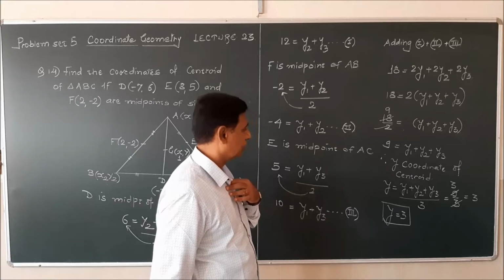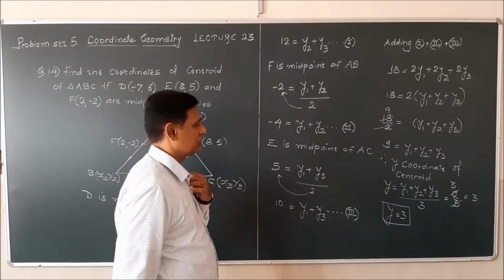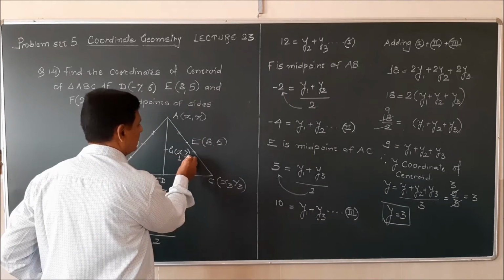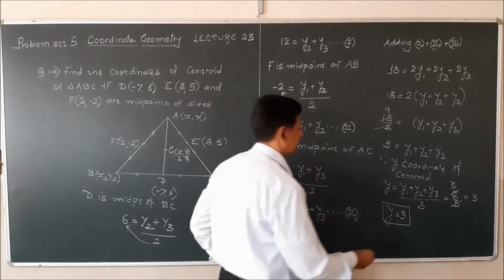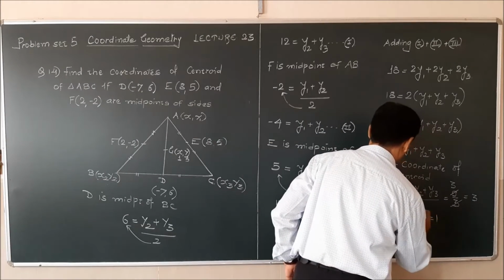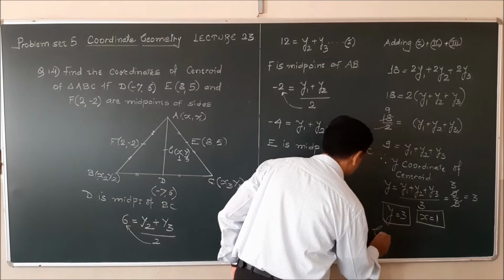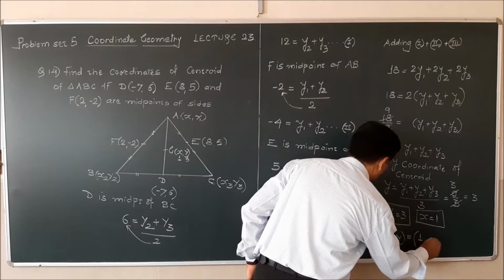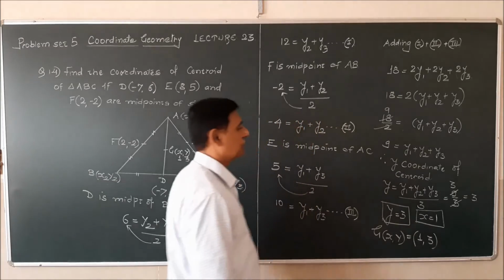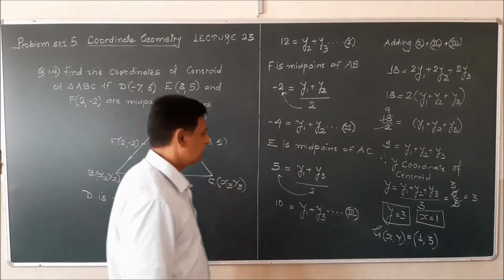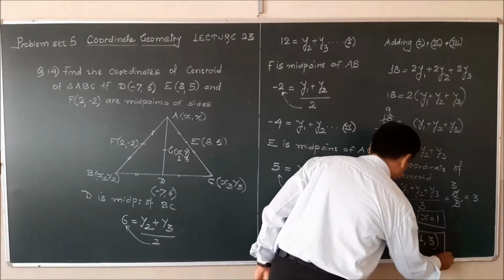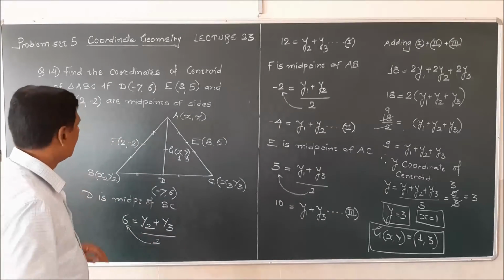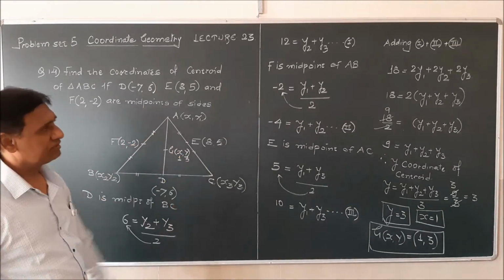Then y coordinate of centroid. So y is equal to y1 plus y2 plus y3 upon 3. So that is 3 3s are 9. X coordinate we already know. What is it? It's 1. So x is 1. So G, which is centroid, is (1, 3). We always write x coordinate first and then y coordinate. So this is how we will find. This is our final answer: the coordinates of centroid of triangle ABC as (1, 3).